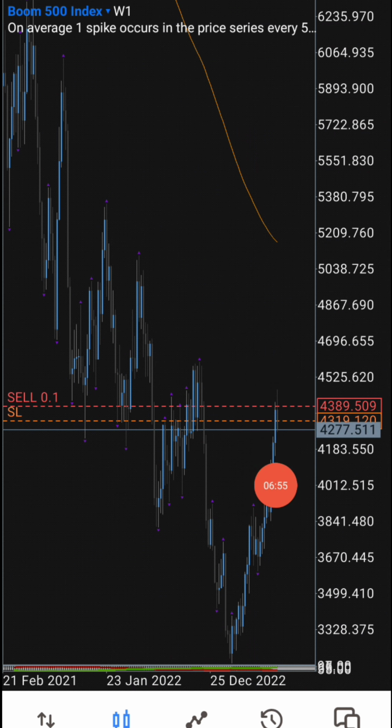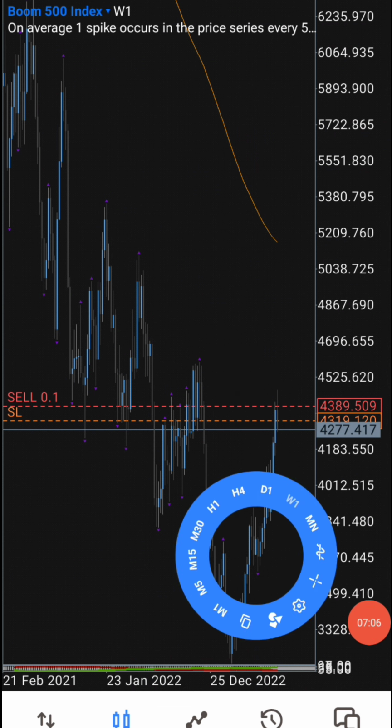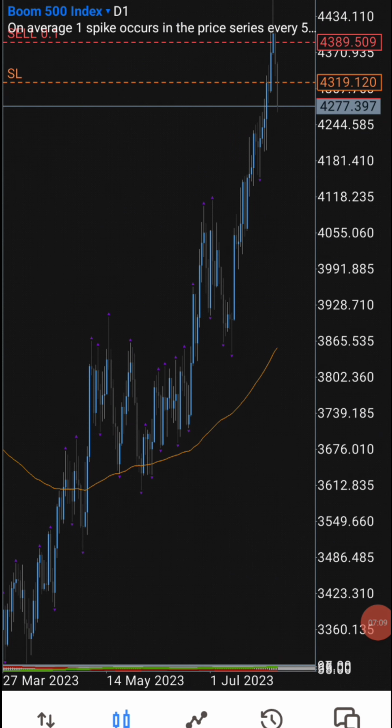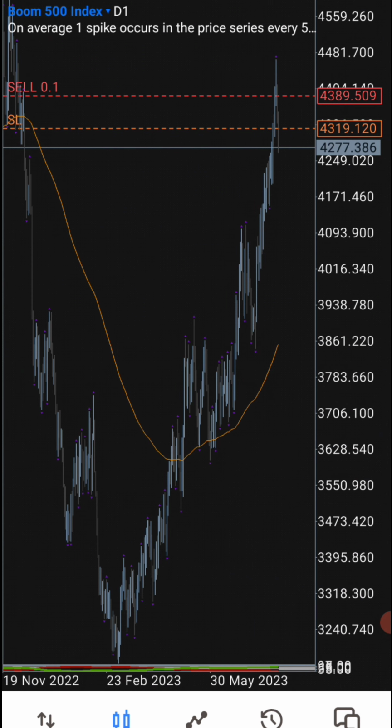Okay, now on this weekly time frame, you discover that price is still showing lower low, that is bearish behavior. Now if you move down to daily time frame, you discover that the situation is different here, because price is showing us a bullish movement. Okay, now this is the short-term direction of the market.